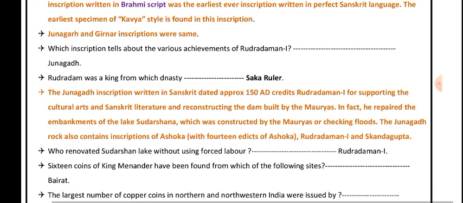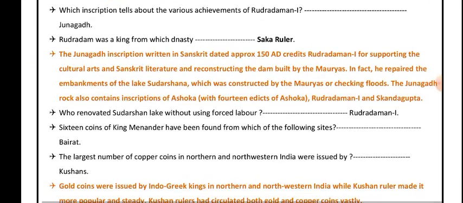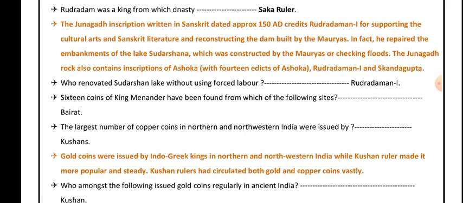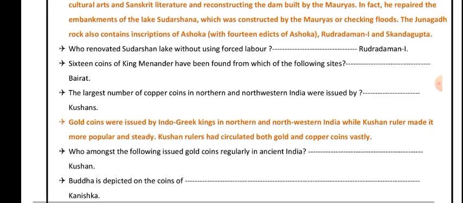Which inscription tells about the various achievements of Rudradaman I? Junagadh. Rudradaman was a king from which dynasty? Saka rulers. The Junagadh inscription written in Sanskrit, dated approximately 150 AD, credits Rudradaman I for supporting the cultural arts and Sanskrit literature and reconstructing the dam built by the Mauryans. In fact, he repaired the embankments of the lake Sudarshana, which was constructed by the Mauryas for checking floods.